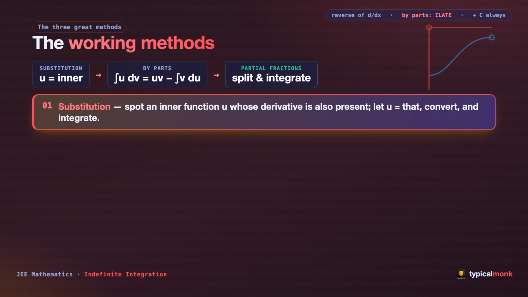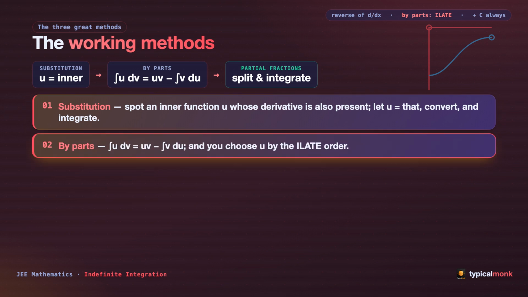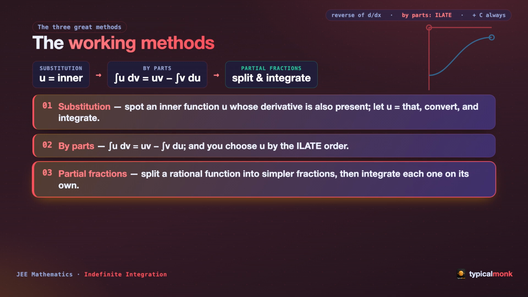Now, the three great methods, the tools you reach for again and again. The ribbon holds them: substitution, by parts, and partial fractions. Substitution. Spot an inner function u whose derivative is also present in the integrand. Let u equal that, convert everything, and integrate. By parts. The integral of u dv equals uv minus the integral of v du, and you choose which function is u by the ILATE order. Partial fractions. Split a rational function into simpler fractions and then integrate each one on its own.